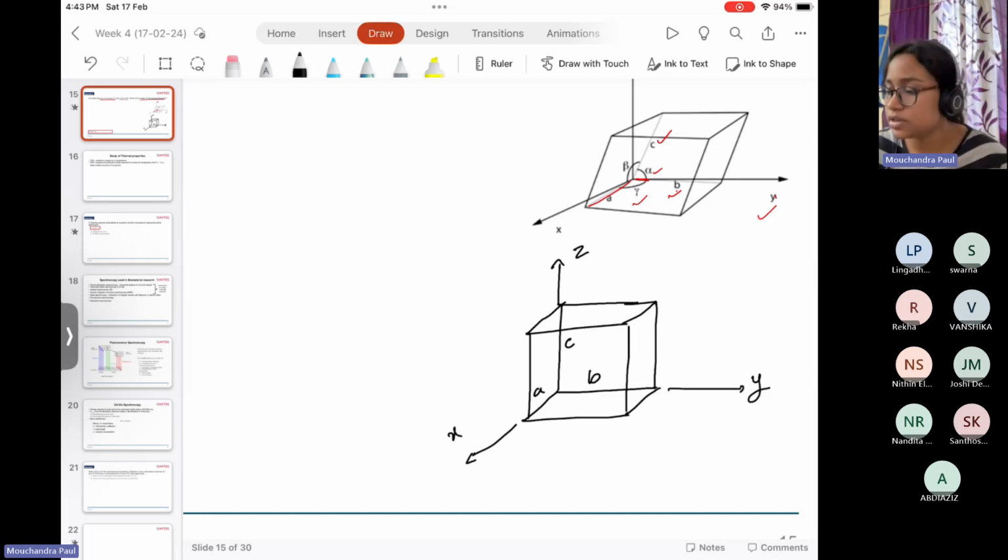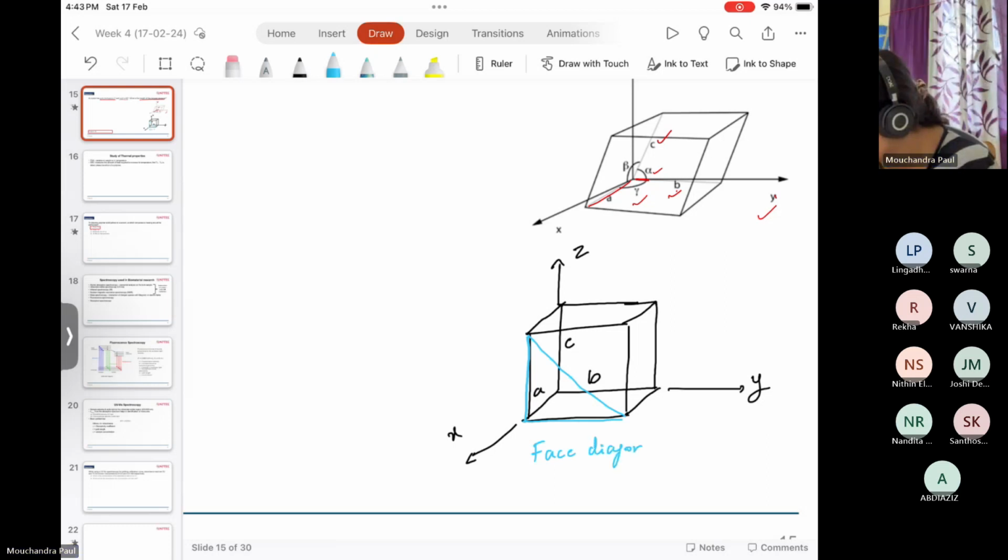What diagonals are possible? One diagonal you can draw like this, which can form a triangle like this. This blue diagonal is called a face diagonal. Similarly, you can draw one in all faces. In the bottom also you can draw like this, then on the top face, and here also in the back face. Diagonals which are in the faces of this particular cube are called face diagonals.